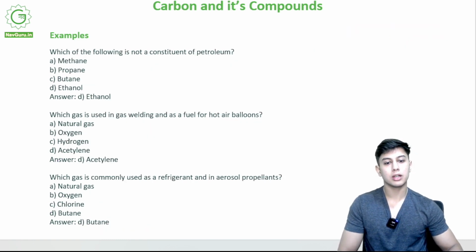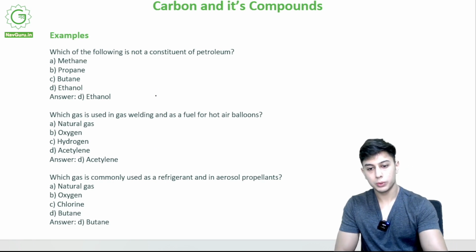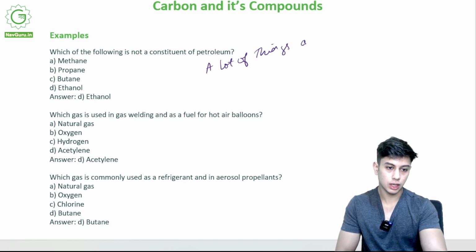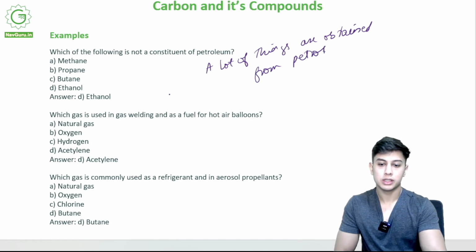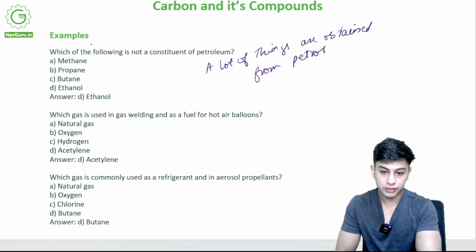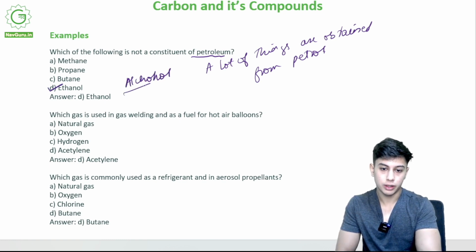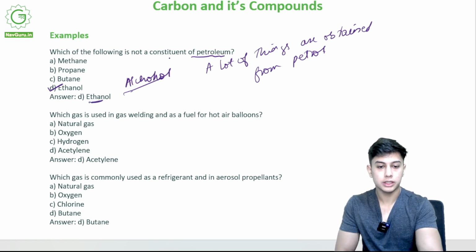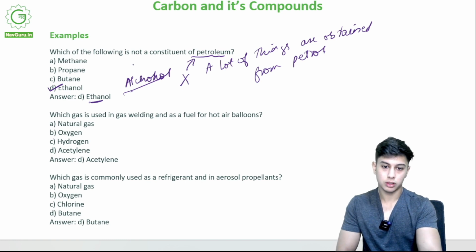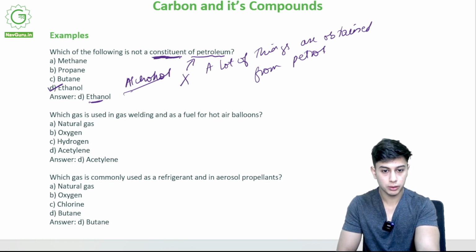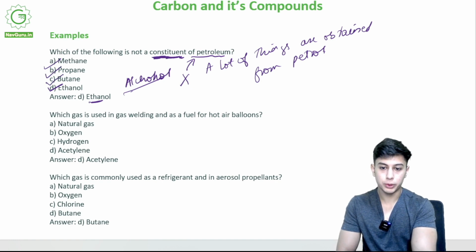Which of the following is not a constituent of petroleum? We all know a lot of things are obtained from petrol. Some of these things are obtained, but only one of them is not obtained out of petroleum. The answer is ethanol. Ethanol is an alcohol. It is not obtained from petroleum. It is not a constituent of petroleum. Methane is, propane is, butane is.